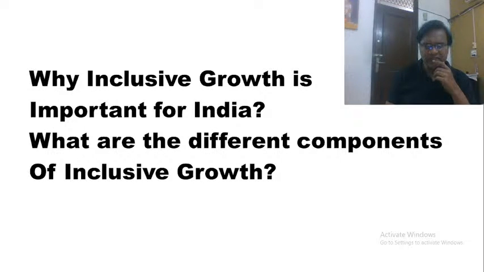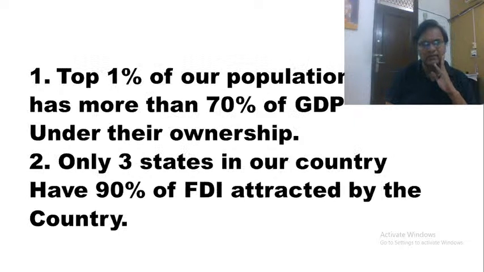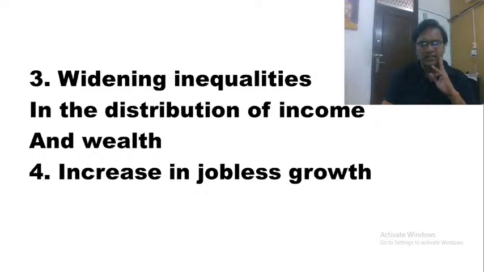So let us start with the first question then. Why is inclusive growth important for India? As you can see on the screen here, the top 1% of our population has more than 70% of GDP under their ownership. The top 1% of our population controls 70% of GDP, right? That is what we say. Then if you look at it, the bottom 50% has again less than 10% of GDP. So as you can see here, only 3 states in our country have 90% of FDI attracted by the entire country. We have 28 states and 7 union territories, 35, out of which only 3 states account for 90% of FDI, which clearly shows the kind of inequalities.